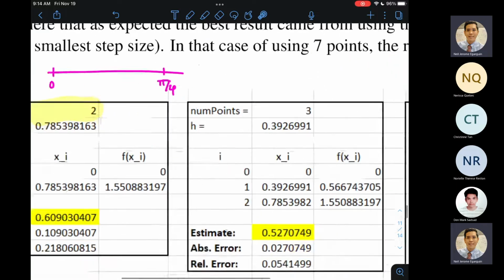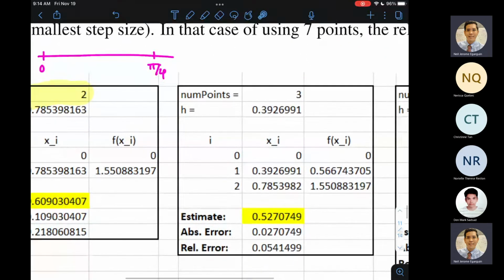So what I'll do instead is to apply the trapezoidal rule or the composite trapezoidal rule, this time using 3 points, okay? So magdadagdag pa ako dito ng isa, which is the midpoint between 0 and pi over 4. So that's gonna be pi over 8. So tatlong points yung gagamitin ko. That resulted into 2 subintervals, all right? And each of these 2 subintervals would be of length pi over 8, or about 0.39, okay?